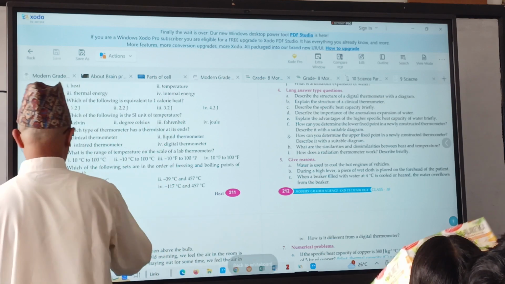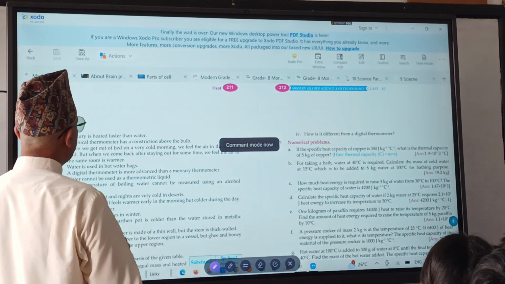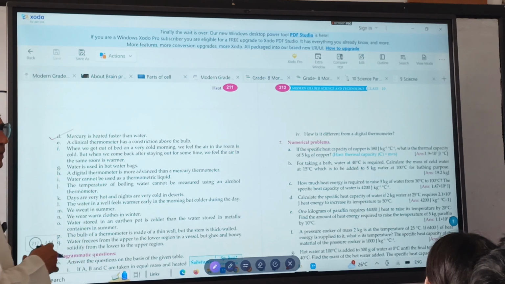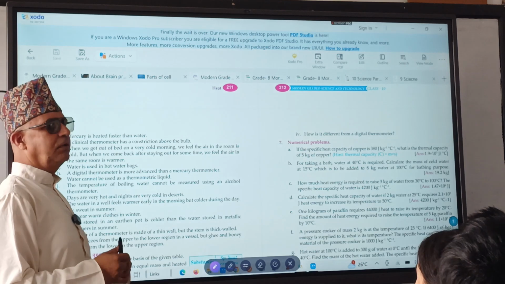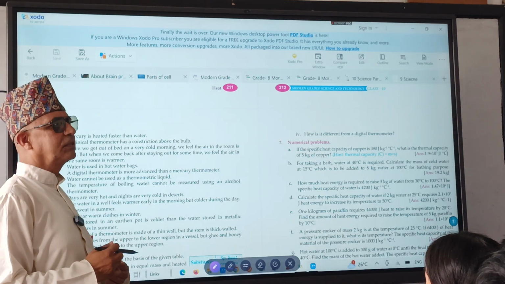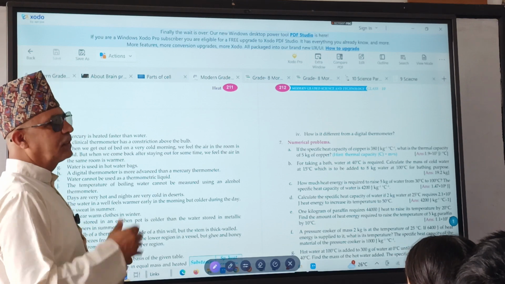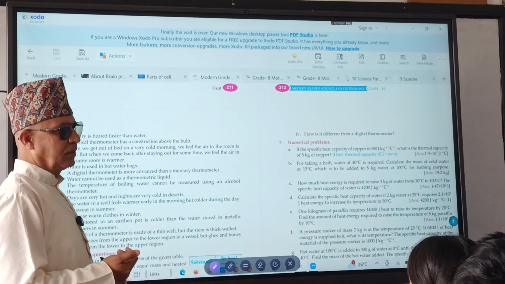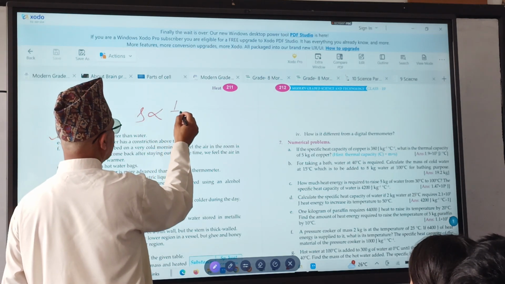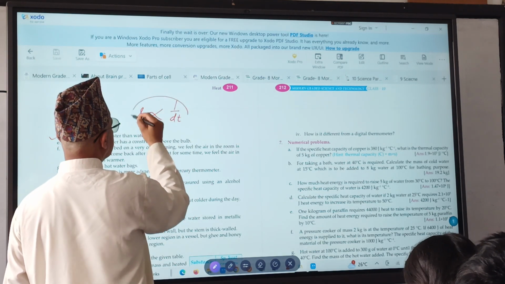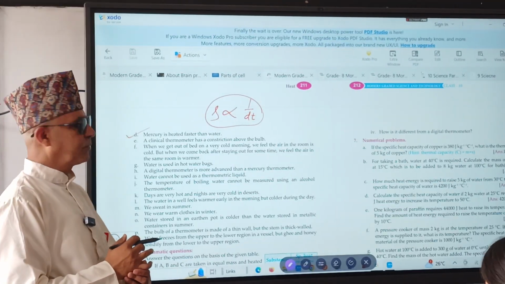What is the next question? Next question is number D. Mercury is heated faster than water. Your specific heat capacity is less than water. Mercury is heated faster than water because the specific heat capacity of mercury is very less and it can absorb more, and its temperature rises faster, because specific heat capacity is inversely proportional to difference in temperature.